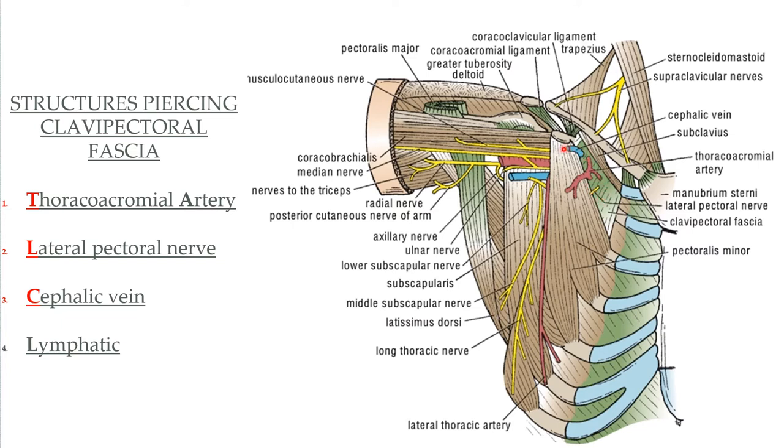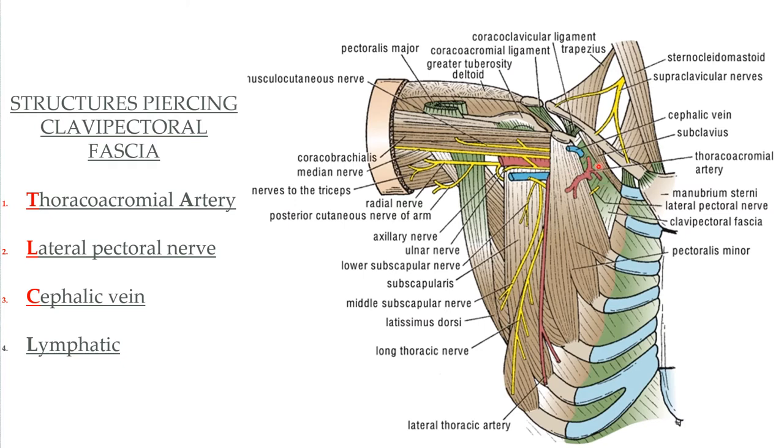This blue color structure represents a vein which is named the cephalic vein. The cephalic vein drains the venous blood from the upper limb and pierces the clavipectoral fascia in order to drain its venous blood into the underlying greater vein, which is the subclavian vein.